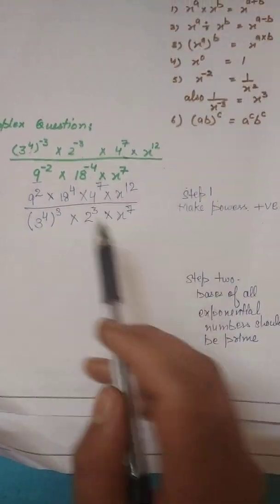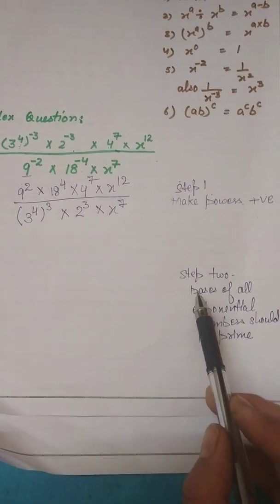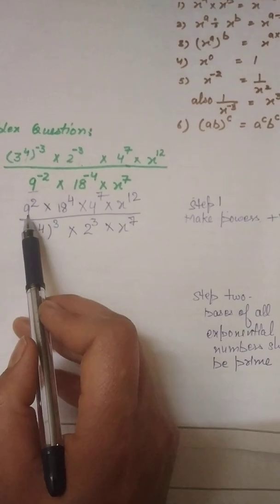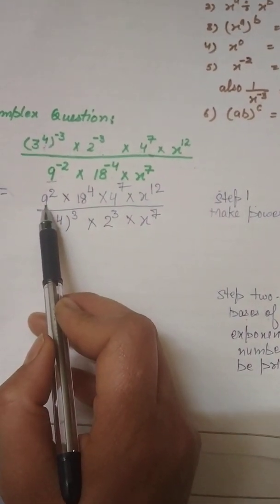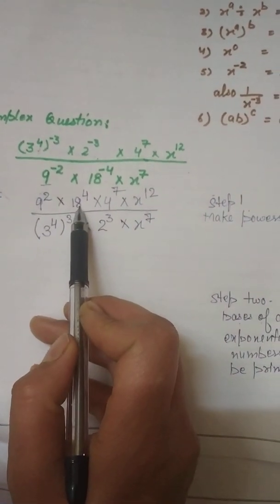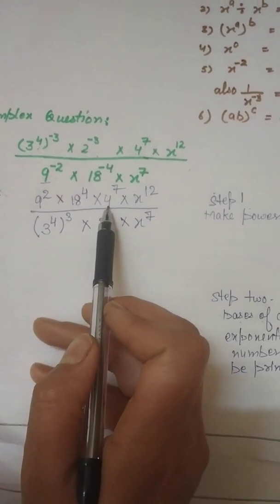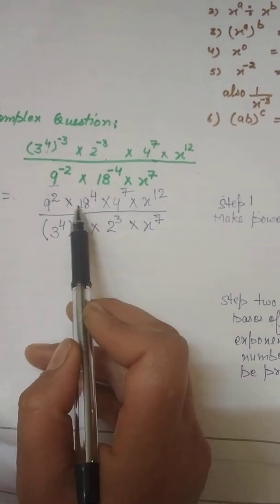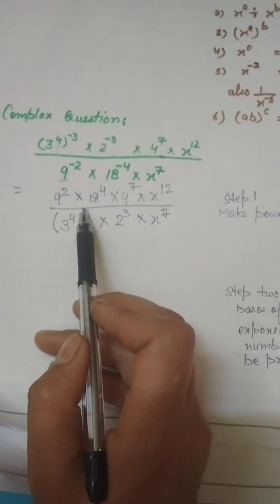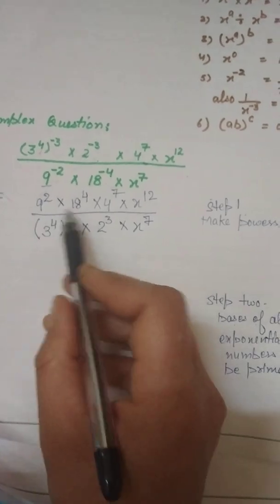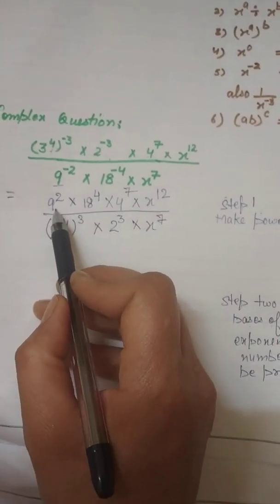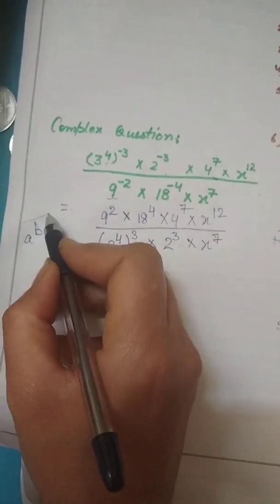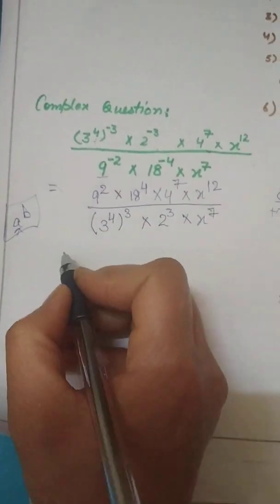Now next thing, before operating them with one another, step 2 is bases of all exponential numbers should be prime. Here this is an exponential number, and what is the base? 9, which is not prime. Here 18 and the base is not prime. Here it is 4, it's not prime. This is prime, this is prime. That means we have to deal with them. Means each one has to be, before operating them with one another, in the form a raised to power b only, no brackets, nothing else, where a should be prime.